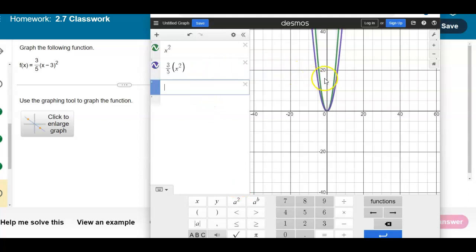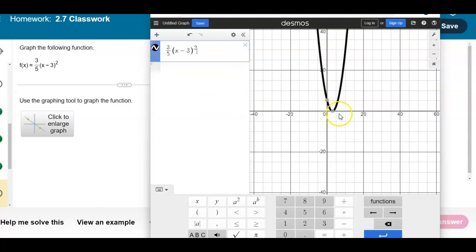Well, what happens here now is this is a vertical shrink. So we're shrinking it vertically by a factor of 3/5. Now if we take this 3/5 and then multiply it by (x minus 3) squared, then we're shifting it 3 units to the right. So this is what your graph is going to look like. We have a vertical shrink of 3/5, and we're shifting it to the right 3 units.